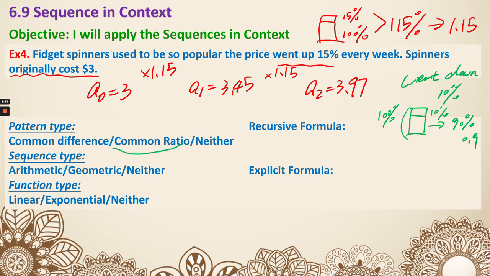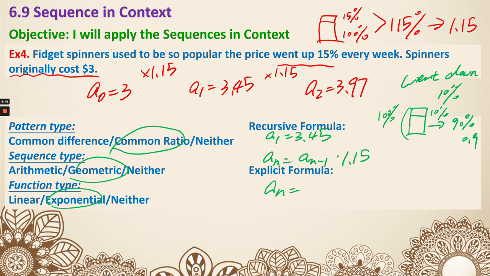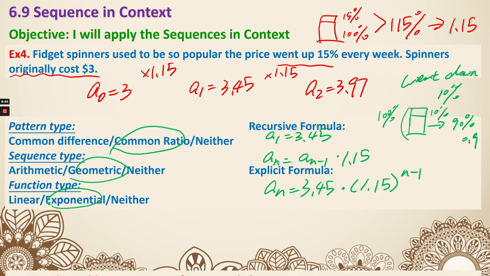Since we're multiplying, it's got to be a common ratio, geometric, exponential. A sub 1 is 3.45. And my a sub n is a sub n minus 1 times 1.15. Explicit formula, a sub n equals 3.45 times 1.15 to the n minus 1 power.